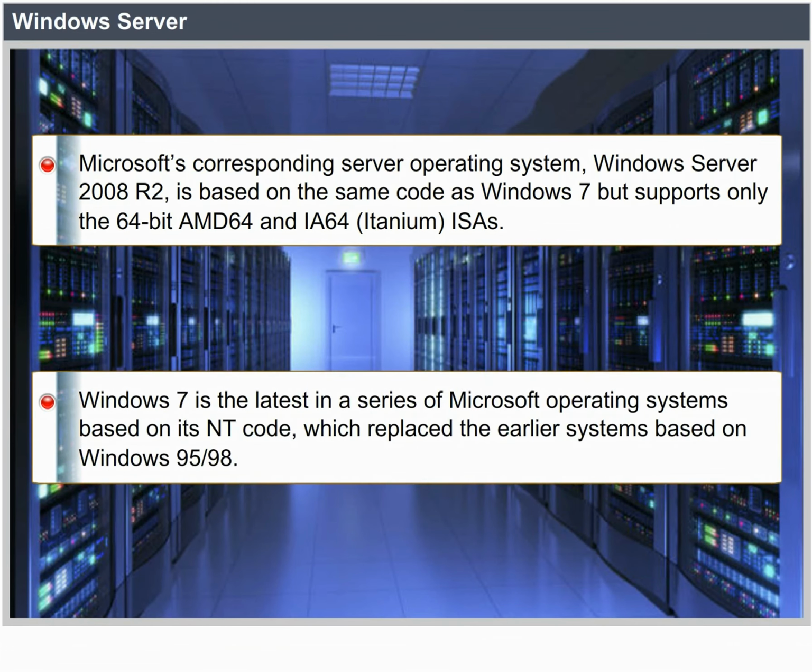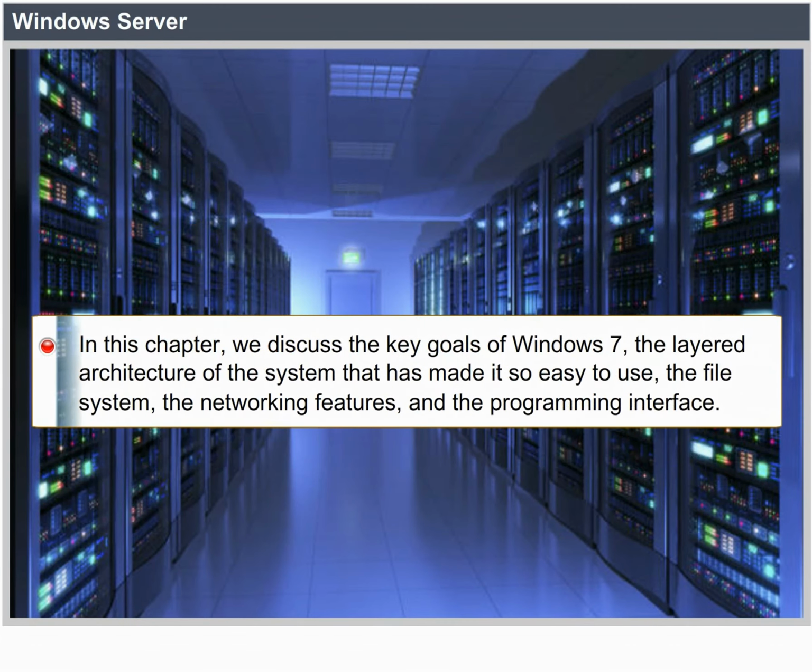Windows 7 is the latest in a series of Microsoft operating systems based on its NT code, which replaced the earlier systems based on Windows 95-98. In this chapter, we discuss the key goals of Windows 7, the layered architecture of the system that has made it so easy to use, the file system, the networking features, and the programming interface.